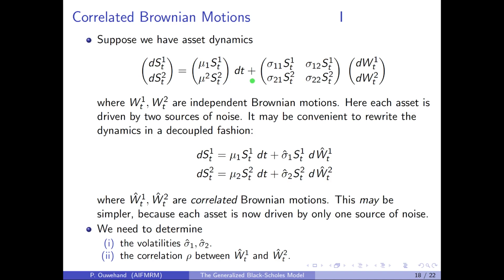In order to rewrite the dynamics of the assets using correlated Brownian motions, we'll have to determine the volatility numbers sigma 1 hat and sigma 2 hat, as well as the correlation rho between W1 hat and W2 hat. And these should be determined from the original formulation using an independent standard Brownian motion.